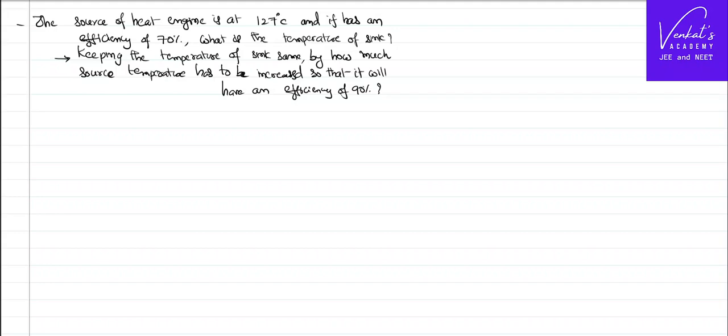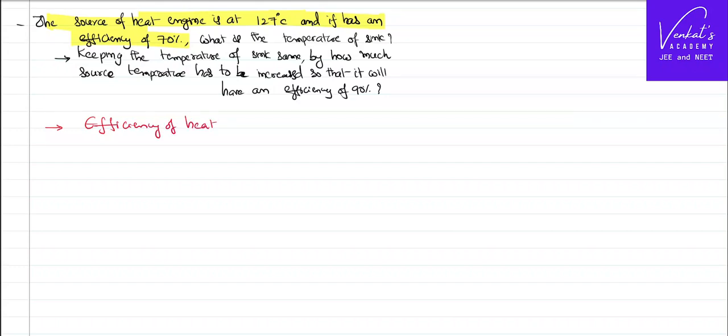Here in this video, we are solving a problem based on heat engine. Let us see what's the data given in the problem. It is given that the source of the heat is at 127, which has an efficiency of 70%. Let us stop there for a minute and write the equation for the efficiency of heat engine.